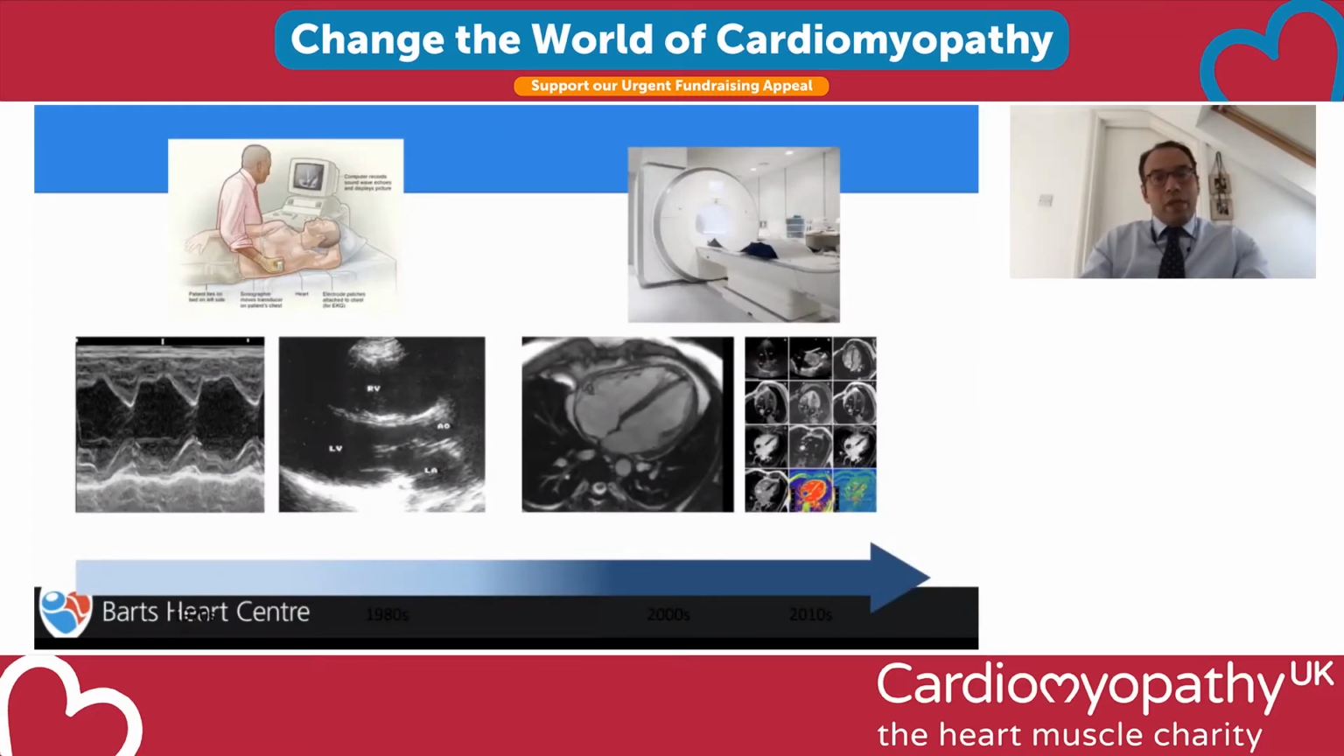Fortunately, we have made significant progress in the last years, and we have moved from the echo, where we can, with our machines improving continuously, to the MRI scan and tissue characterization. And this has made significant progress in our understanding of arrhythmogenic cardiomyopathy, but also all of the cardiomyopathies in general.